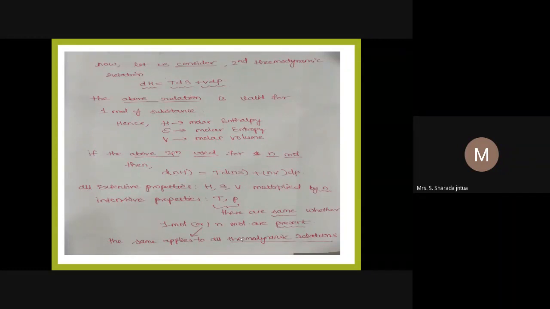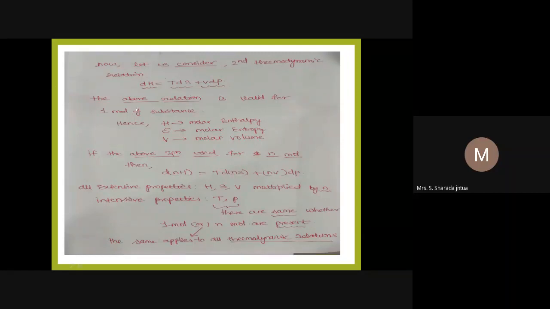Okay, so now let us consider the second thermodynamic relation. I am taking an example; we'll study one thermodynamic relation. Here I am taking dH equal to TdS plus VdP. First is U, the first thermodynamic relation, second is H, third is A, and fourth is G. Okay, U, H, A, G. These are the four thermodynamic relations. Now I am taking the second thermodynamic relation, that is the enthalpy dH equal to TdS plus VdP.